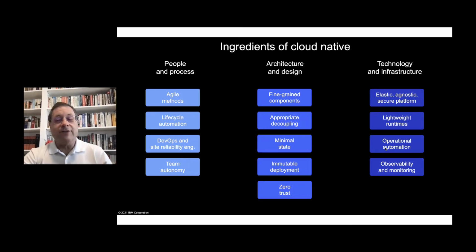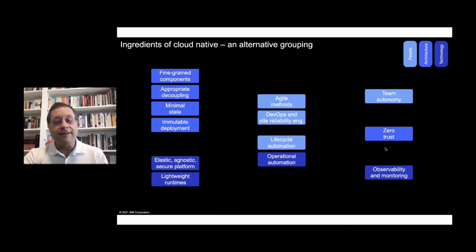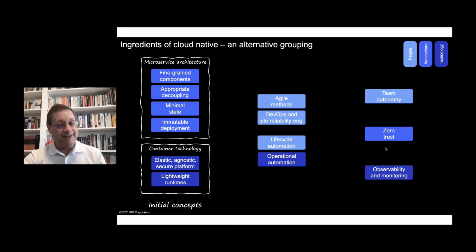Well, then we thought about it a little bit more. And we realized that you could group them in a slightly different way that may help you take advantage of how to do your team organization and how to really pick up these things a few at a time. If you group them in this way, you can begin with a set of initial concepts around essentially putting together a microservices architecture and then putting that microservices architecture on top of a container infrastructure.